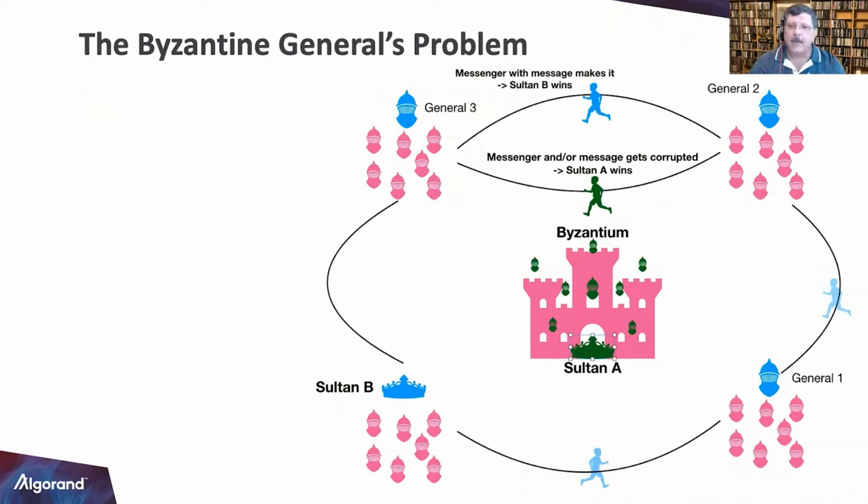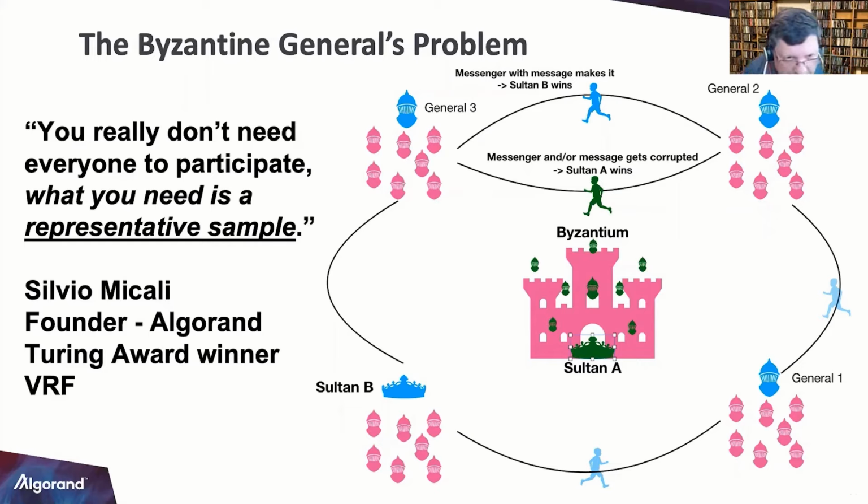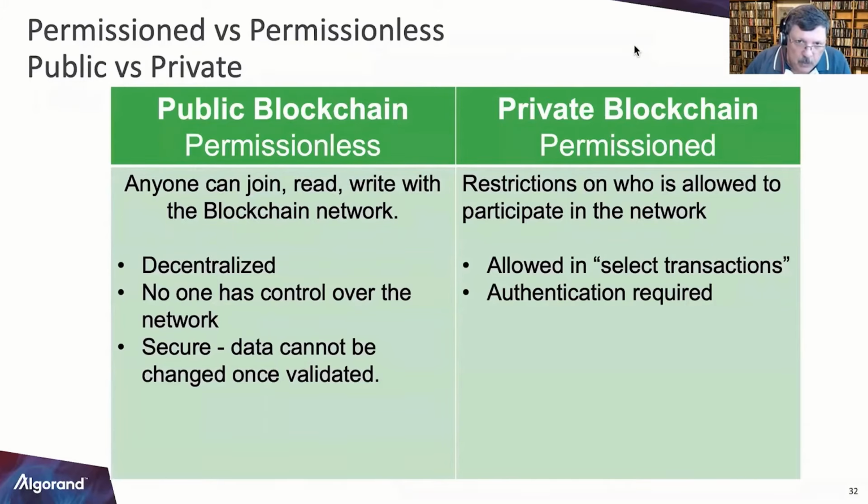A lot of times you have a quadratic effect on cost versus the number of folks in this agreement process. So if you get to maybe 10 generals, you get 10 squared in the cost. But if you get to 1 million generals, then you've got 1 million squared in the cost. And that's just phenomenal. So our founder, Silvio Micali, Turing Award winner, figured it out. You really don't need everyone to participate in the consensus, right? What you need is a representative sample. And that's where the VRF comes in, the verifiable random function. And all this is open sourced, by the way. The verifiable random function is open source. Our blockchain is open sourced as well.